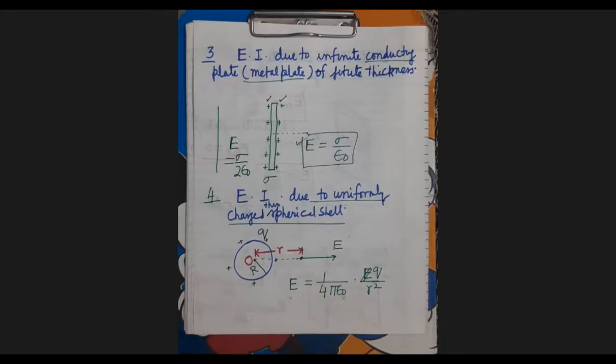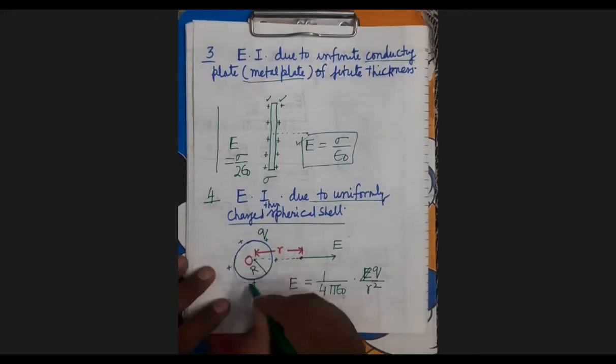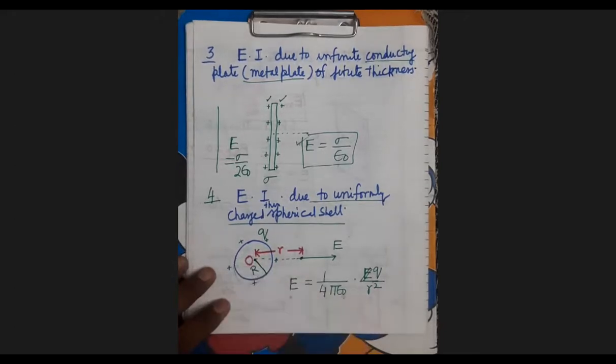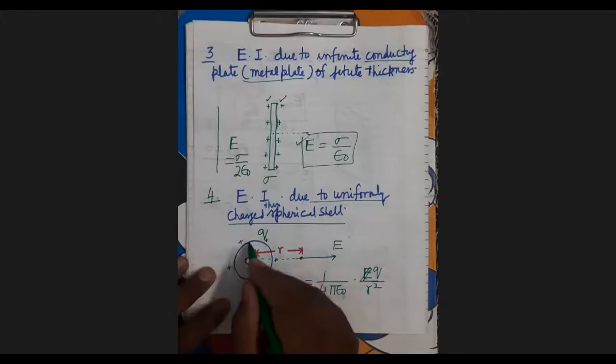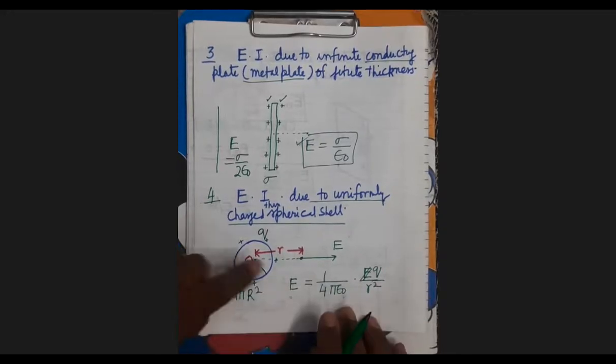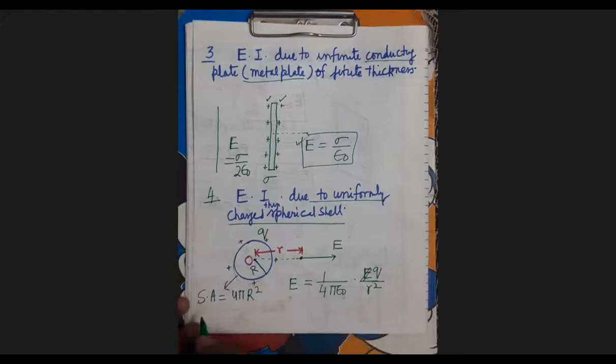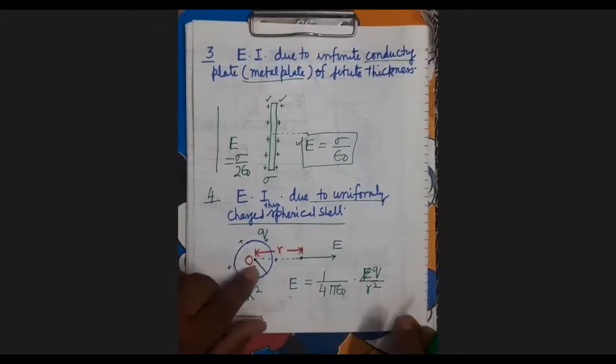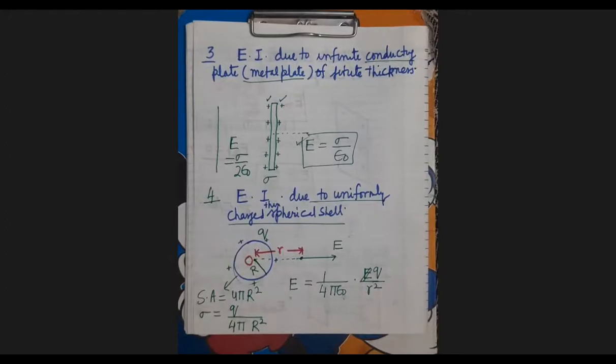Now what will be the surface charge density? The spherical cell has radius capital R, so the surface area will be equal to 4 pi capital R square. How much charge has been given? Q. So surface charge density will be Q upon 4 pi capital R square, where capital R is the radius of the spherical cell.